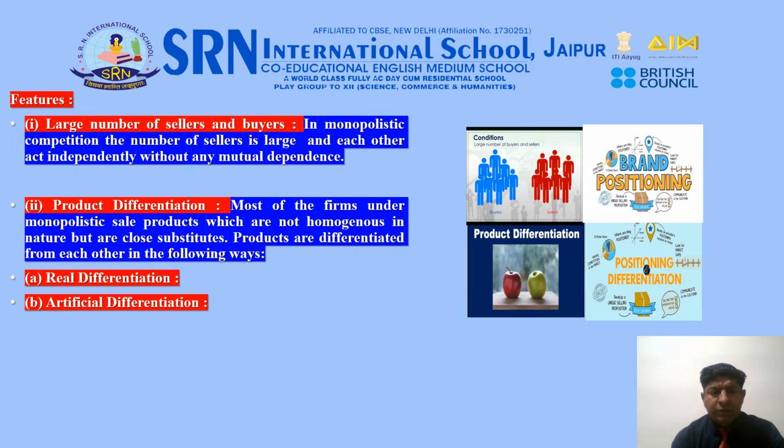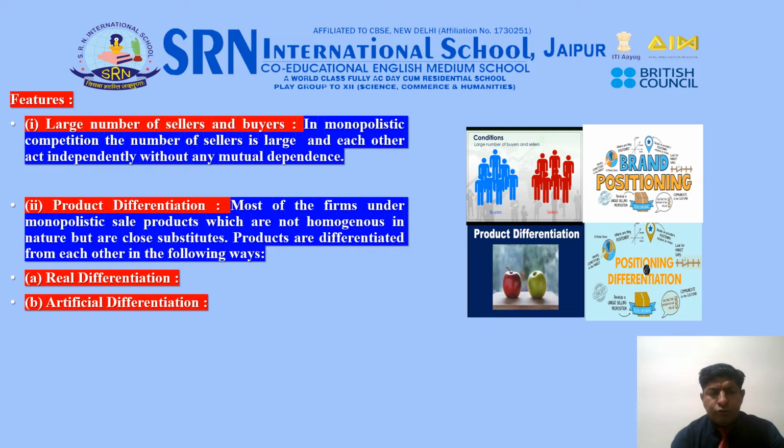Features: there are a large number of sellers and buyers. In monopolistic competition market, the number of sellers is large and each acts independently without any mutual dependence. Here, the action of one individual firm regarding change in price has no effect on the market price. The firms under monopolistic competition are not price takers, they are price makers.